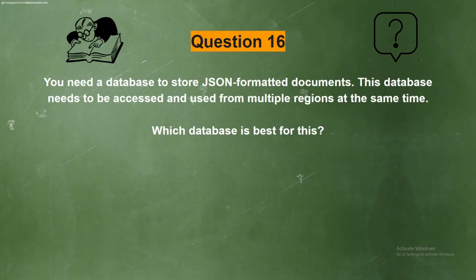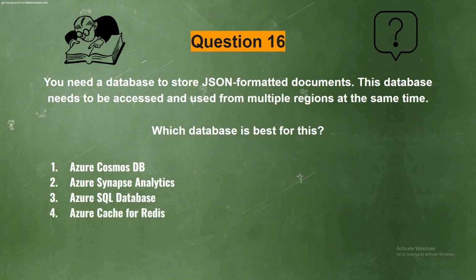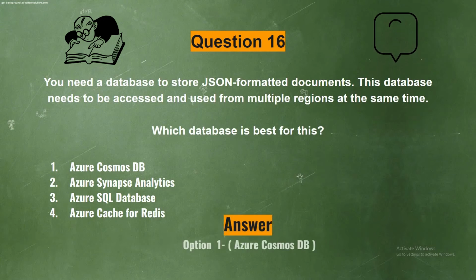Question 16. You need a database to store JSON formatted documents. This database needs to be accessed and used from multiple regions at the same time. Which database is best for this? And the options are Option 1, Azure Cosmos DB. Option 2, Azure Synapse Analytics. Option 3, Azure SQL Database. Option 4, Azure Cache for Redis. And the answer is Option 1.